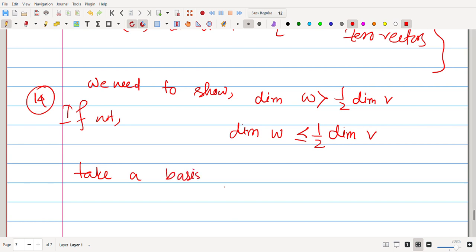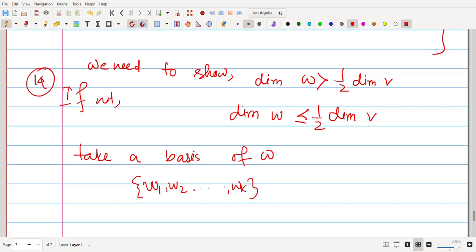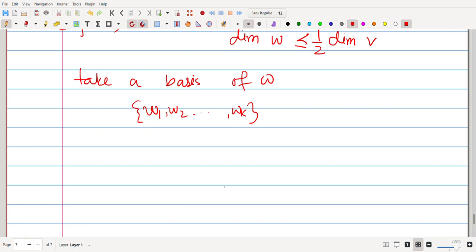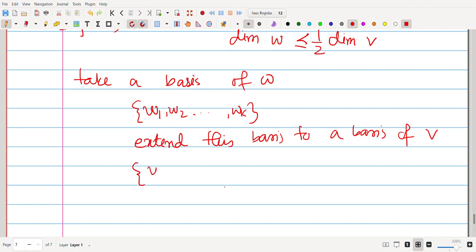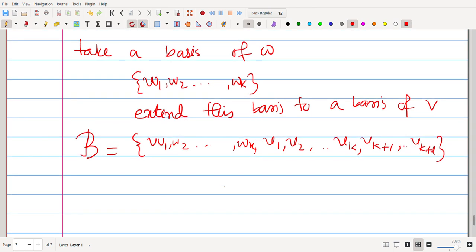Now take a basis of W, say W1, W2 up to WK. And extend this basis to a basis of V. Say W1, W2 up to WK is already there, plus say add V1, V2 up to VK, and if it is exactly half, then it is just up to VK, or there may be some VK plus 1 up to VK plus L. Right? This is the basis.